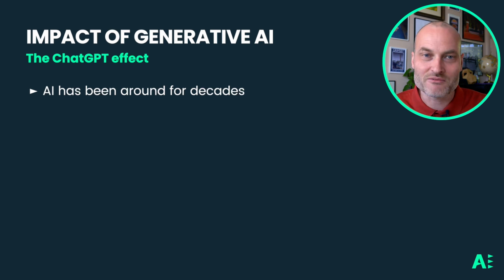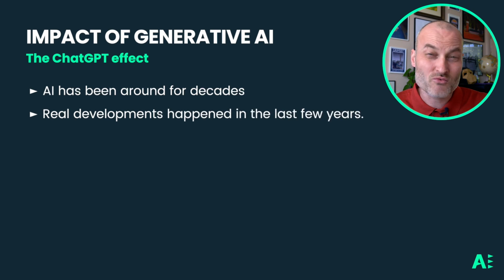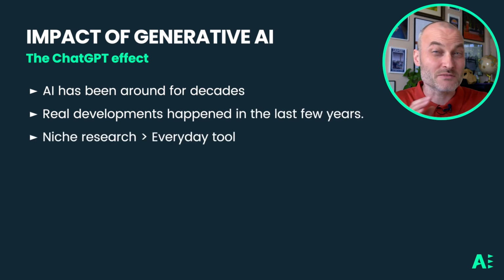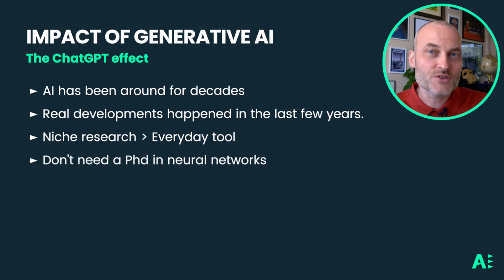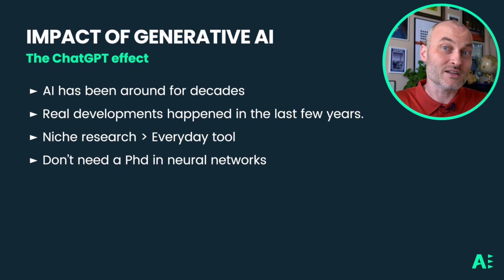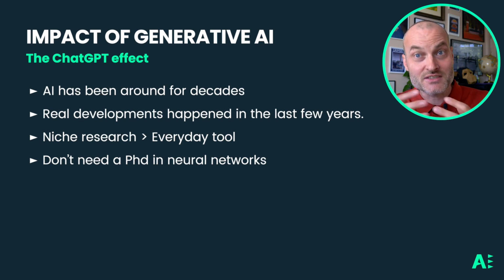So AI has been around for decades, but the real developments have happened in the last few years. And what's happened is it's moved from this niche research tool to something that you can use every day with everything that you do. You don't need to be a technical expert to use AI. There's a difference between building AI and using AI, and that's something that I'll touch on later. And this is something that people need to understand: you don't need to build an AI to use an AI, and this is where we help you.